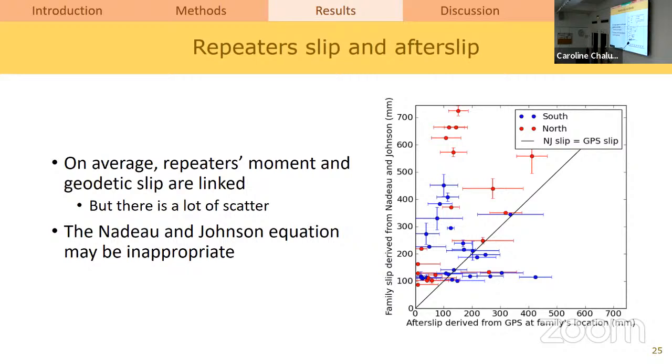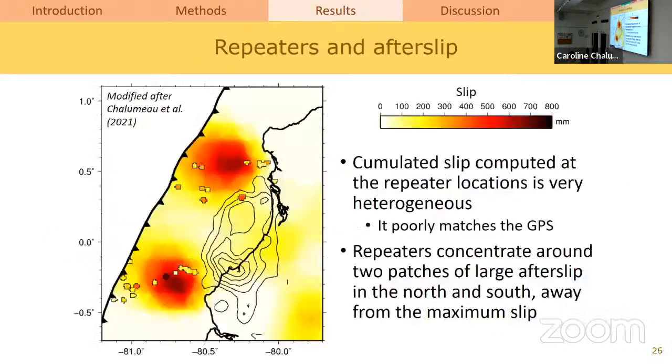So obviously, yes, the two properties do increase together, but there is really a lot of scatter that indicates that we likely have either a very heterogeneous slip, or else that the equation that we're using is not quite fit for our model. If we look at it now in map view, we can see this a little bit better.